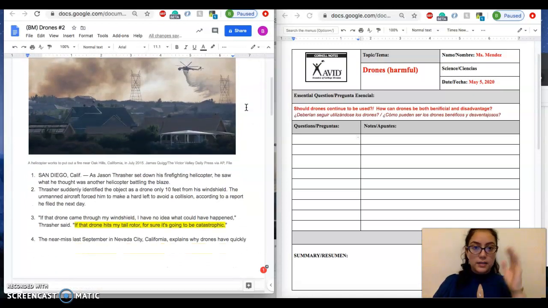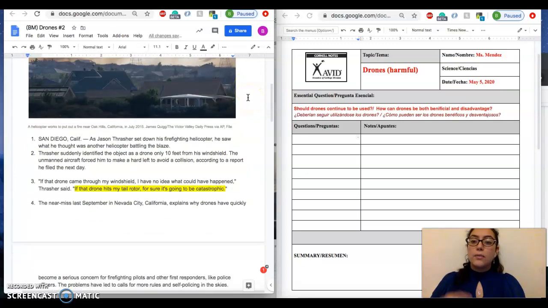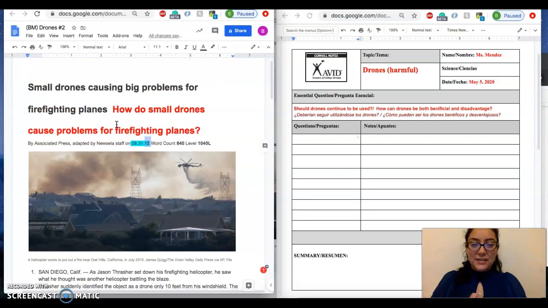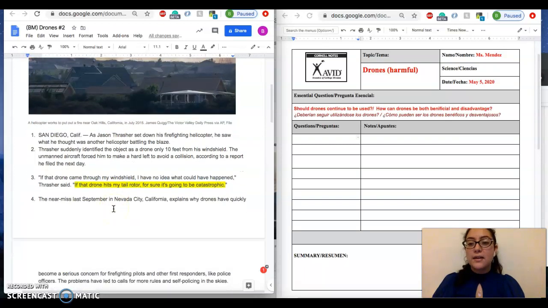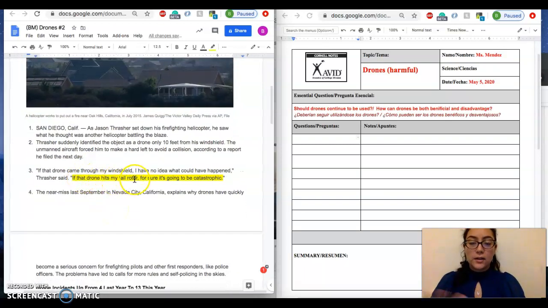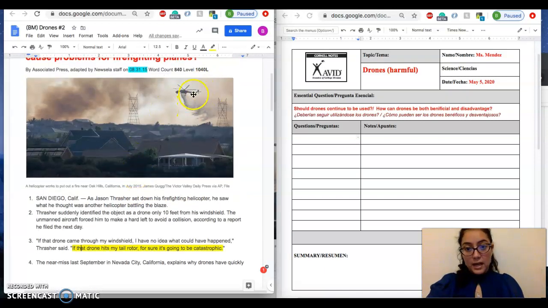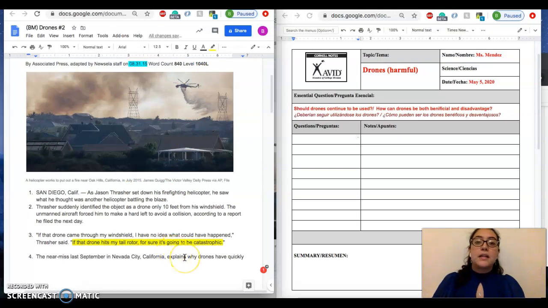Once again, let's assume that I read everything. When I was reading, I was highlighting anything that would, one, help me answer my essential question and answer the title question. So how do they cause problems? Well, here it is in paragraph 3. If drones hit the tail rotor of the helicopter, which means the back of the helicopter, I believe, it could cause tremendous damage. Tremendous damage. That's what catastrophic is. So this helicopter was flying and it saw a little drone, and if that drone would have hit an important part of the helicopter, in this case like the tail rotor, so the back of it, that helicopter would have started spinning around and then crashed.